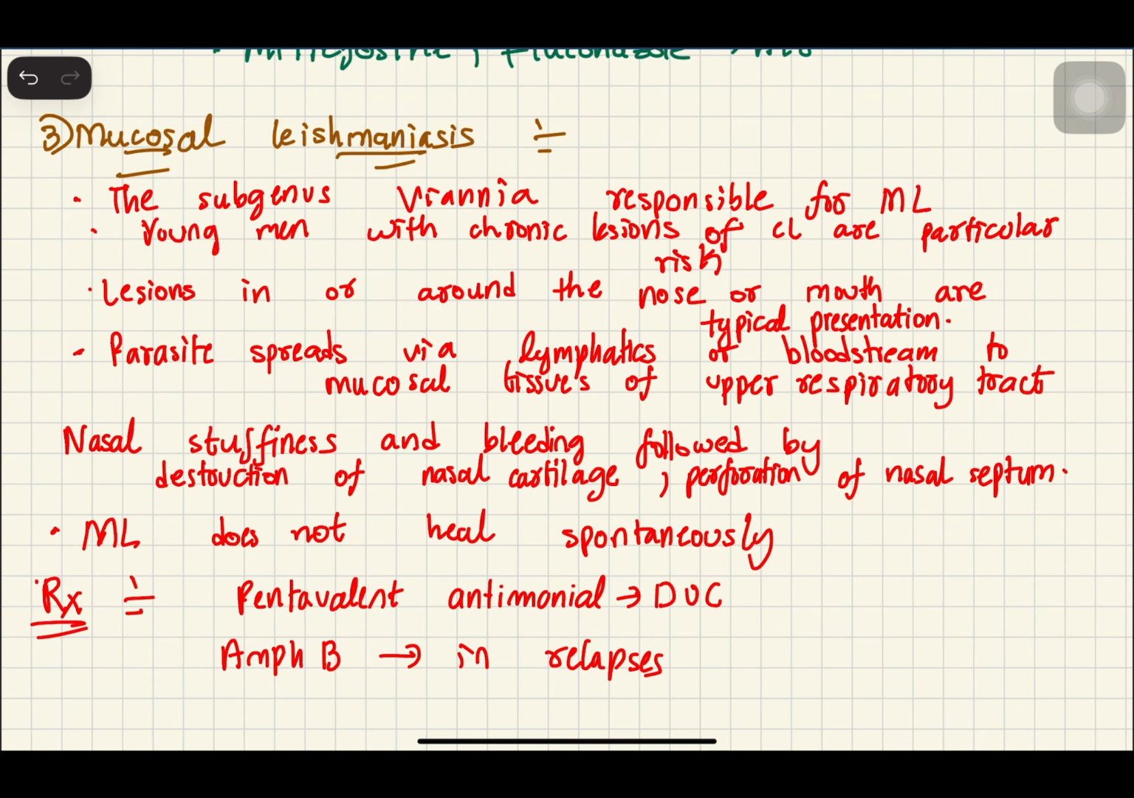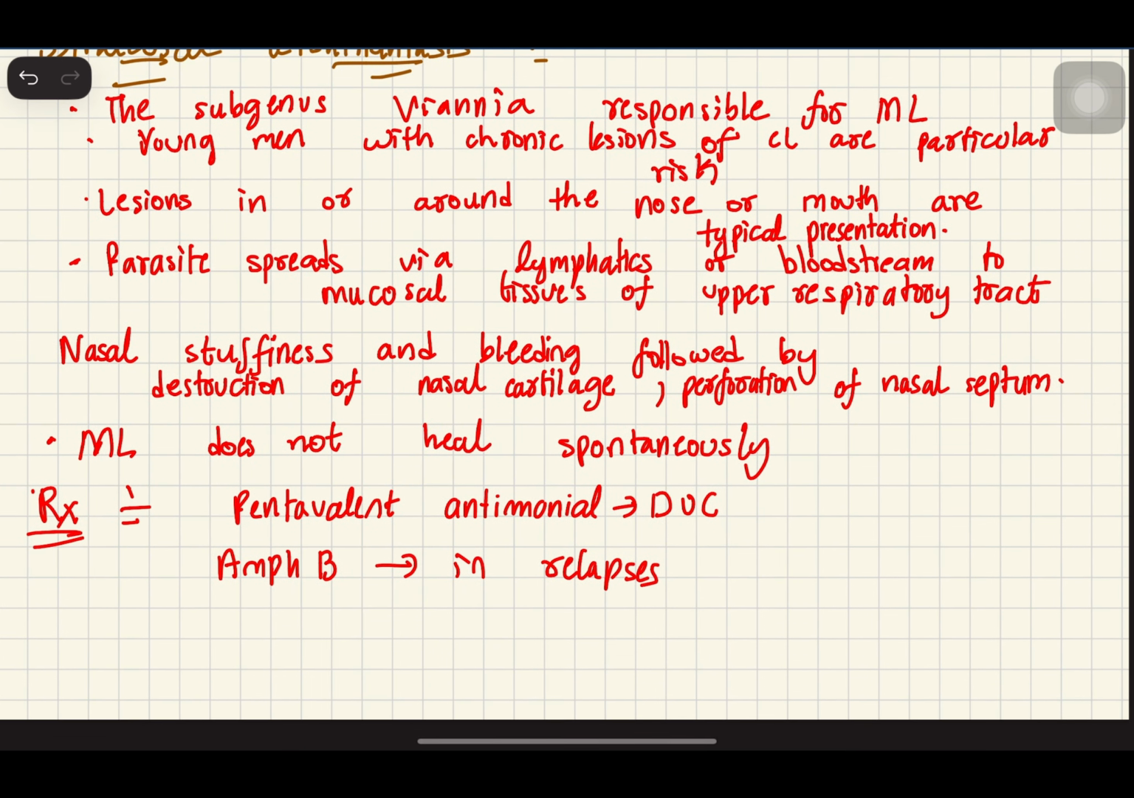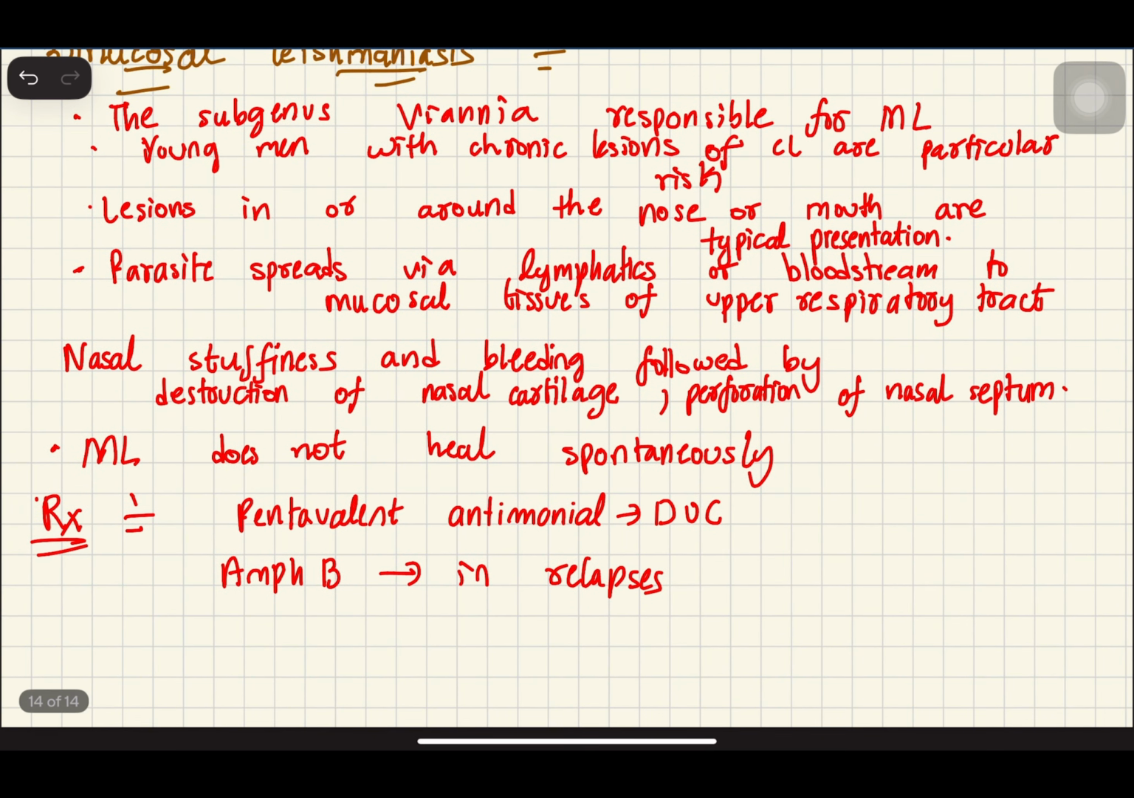Next is last but destructive, mucosal leishmaniasis. It occurs in 5% of New World cases caused by subgenus Viannia, and young men with chronic lesions of cutaneous leishmaniasis are at particular risk. Lesions in or around the nose or mouth are the typical presentation. And remember, the parasite spreads via lymphatics or bloodstream to mucosal tissues of the upper respiratory tract. And the clinical features are nasal stuffiness and bleeding, followed by destruction of nasal cartilage, perforation of the nasal septum. Okay. And remember, there is no spontaneous healing over here.